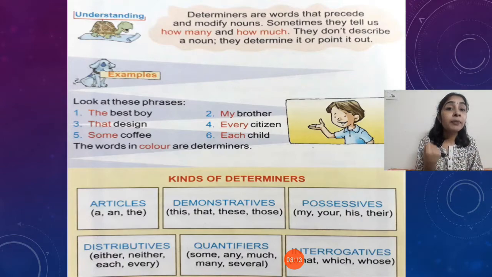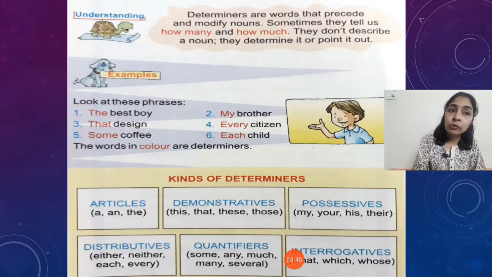For example, "that design": they are pointing out a particular design. "Some coffee": they are telling the quantity of the coffee. "My brother": pointing out whose brother, telling about the possession of that particular brother. "Every citizen," "each child": they are all determiners.